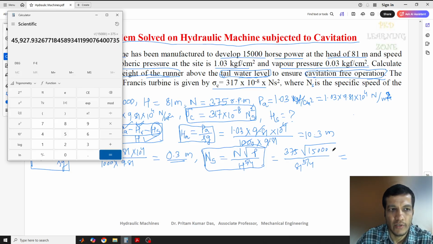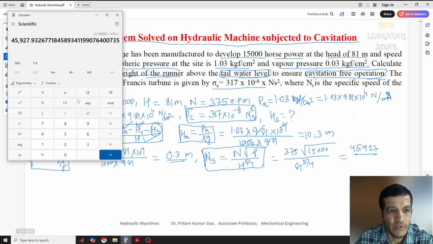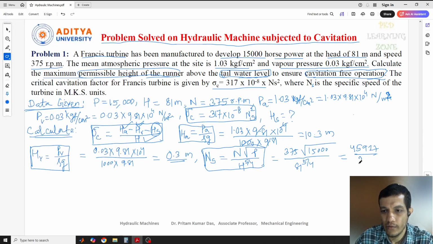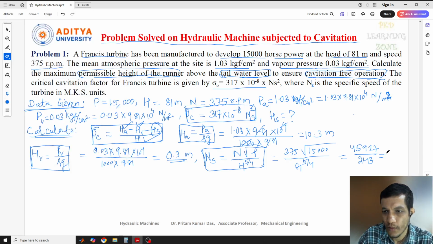So this is 45,927 something. Now in the denominator we have 81 to the power 5 divided by 4. So this is 243. So we'll do one thing: 45,927 divided by 243, that is 189. So we got 189 rpm. This is the specific speed. Now we'll put this value in the sigma c.